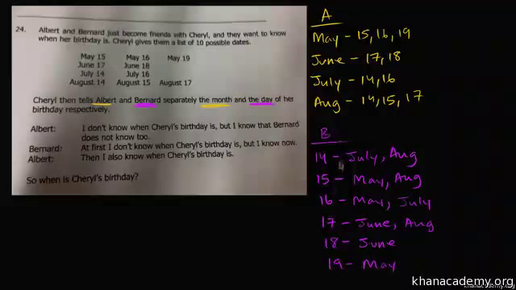So with this out of the way, and if you're getting inspired, I encourage you to pause the video again and see if you could work through these statements. But now let's work through the statements.